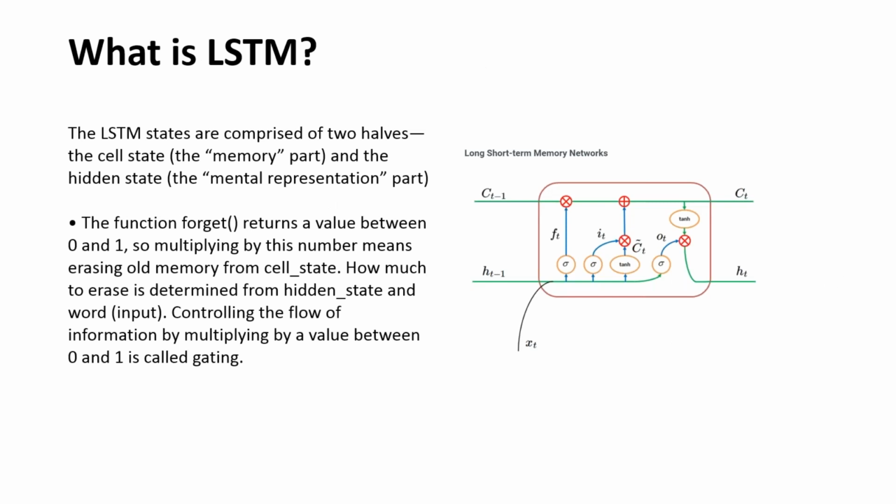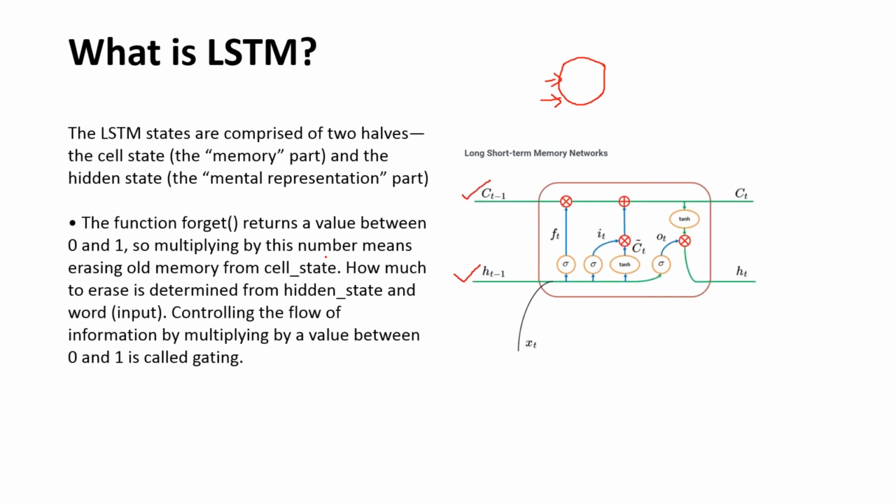The LSTM states are comprised of two halves. We divide the cell into two halves: the memory part and the hidden state, the mental representation part. Earlier we had a simple RNN cell with only one state, but now we have two parts to this cell. This is what we had earlier. Now we have something called c_{t-1}.